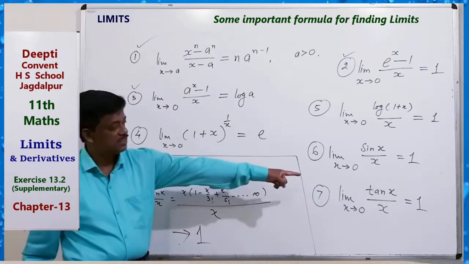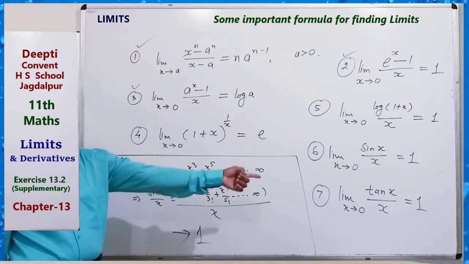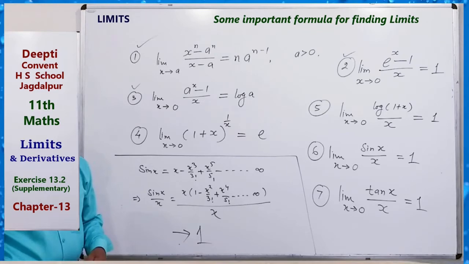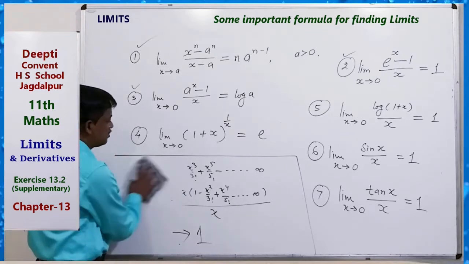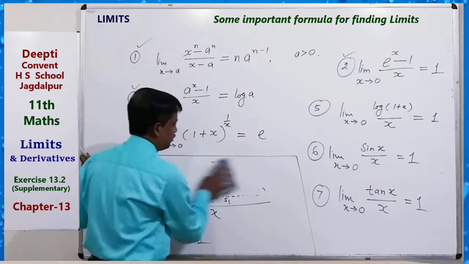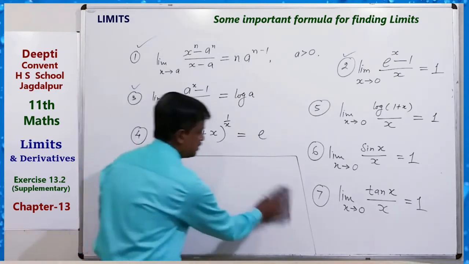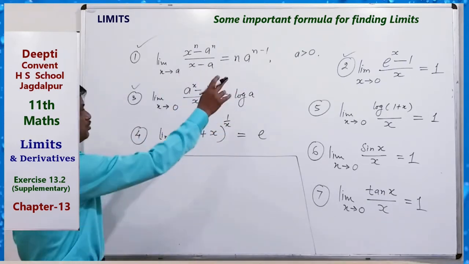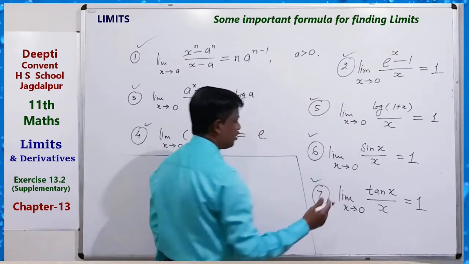Similarly, you can use the tan x series, and then you can also get tan x by x limit 1 as x tending to 0. So sin x by x as x tending to 0 is limit 1. So remember, these special limits 1, 2, 3, 4, this 5, this 6, this 7, all are formulas.